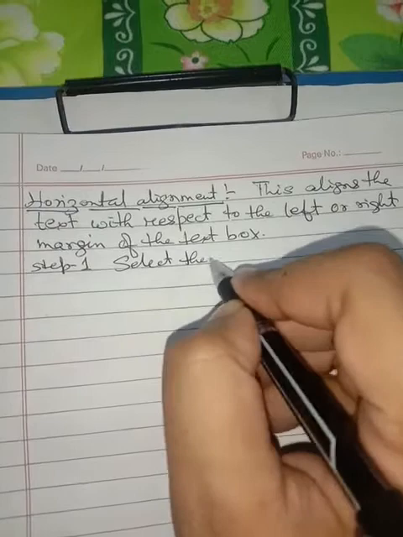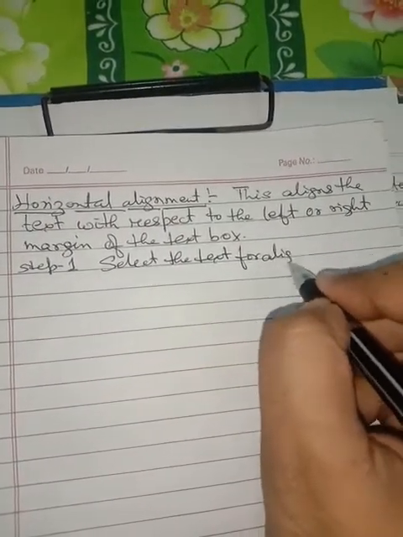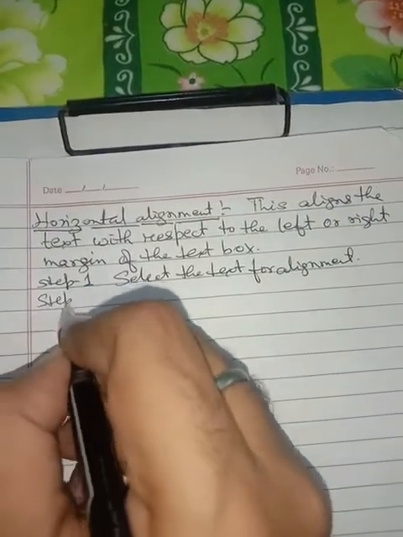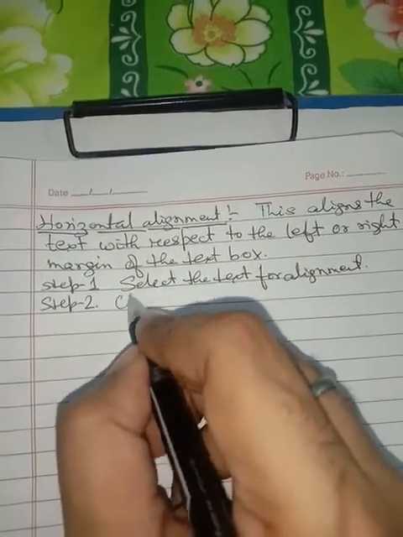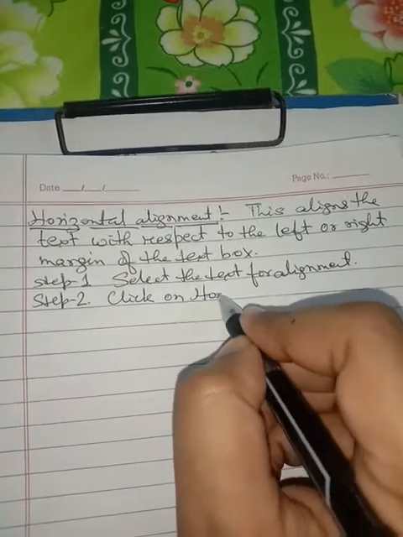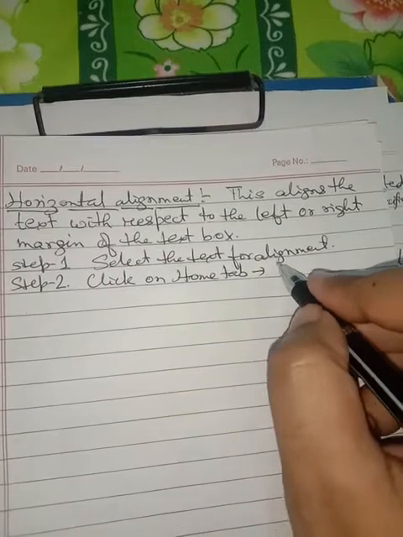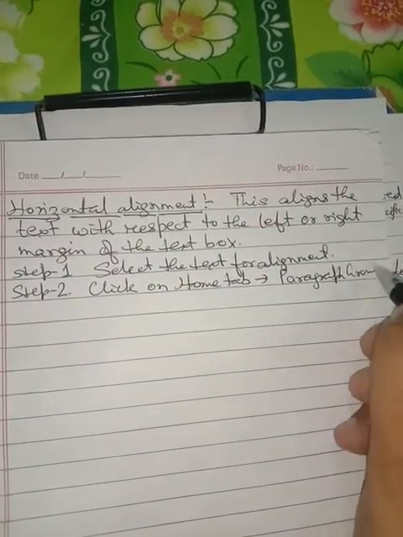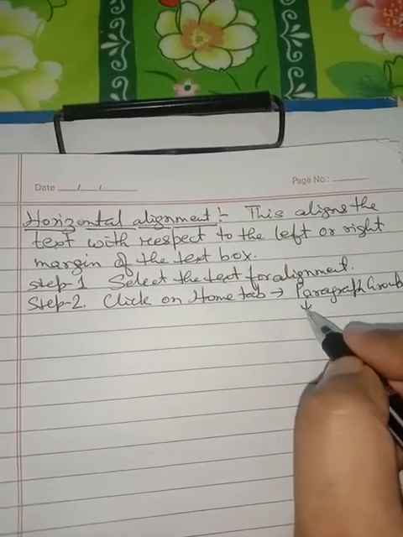Select the text for alignment. Number 2, step 2. Now click on the Home tab. From the Home tab, move to the paragraph group, and from the paragraph group, click on the alignment option.